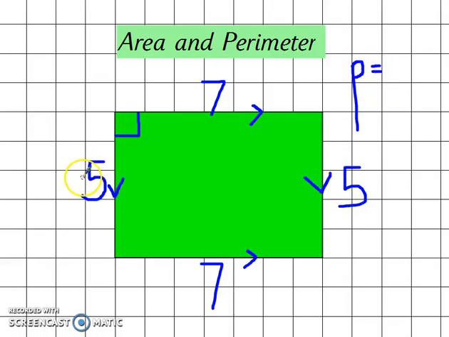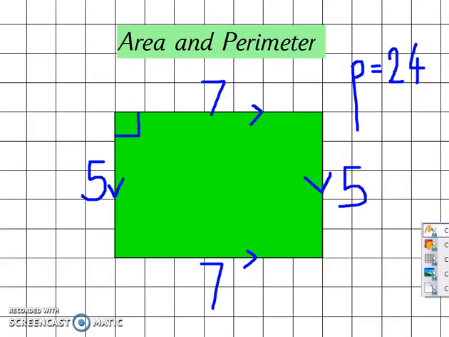So 5 add 5 is 10, 7 add 7 is 14, and 14 add 10 is 24. Now, if you're given no unit of measure, so it's not in centimetres or metres or millimetres, you can just write P equals 24 as your perimeter.